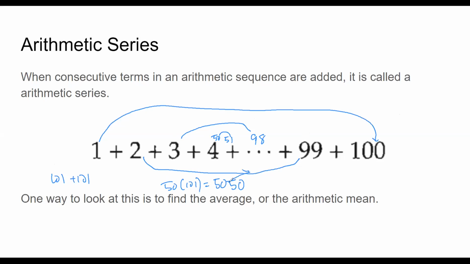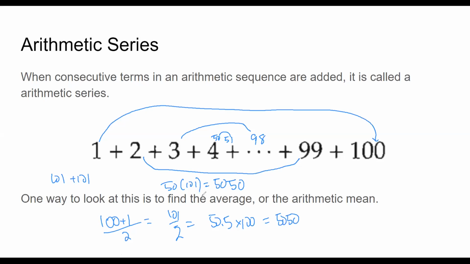Another way to look at this is we can find the average of all of these terms. The average is also known as the arithmetic mean. So the average of this set would be the first number plus the last number divided by 2. That'd be 101 divided by 2, which is 50.5. And then we count how many terms there are. There's 100 because it goes from 1 to 100. Then we get our answer again of 5,050.